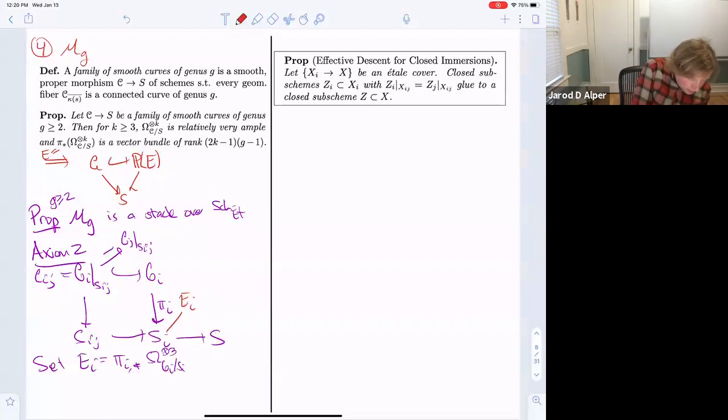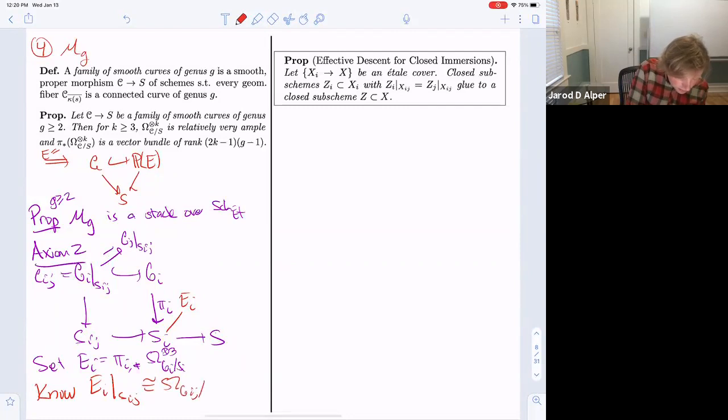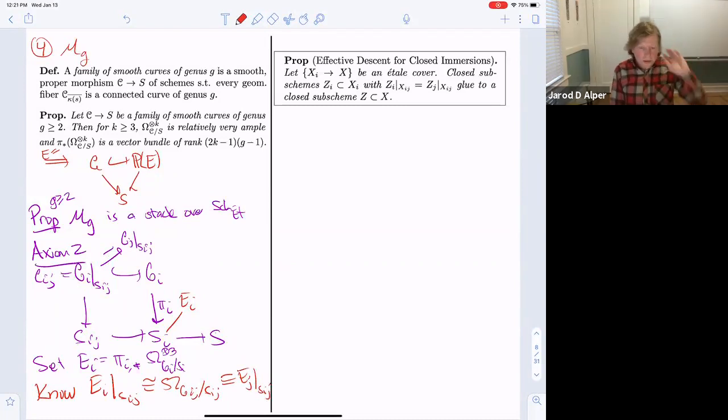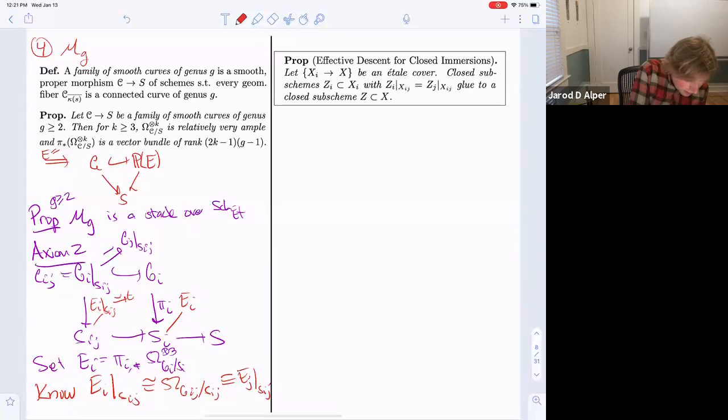And let's note that we know that if I take Ei and pull it back to Sij, then by properties of the relative canonical, this is canonically isomorphic to the relative canonical of Cij over Sij, which is in turn canonically identified with the pullback of Ej restricted to Sij. So in other words, we have canonical isomorphisms between the pullbacks of Ei and Ej to Sij.